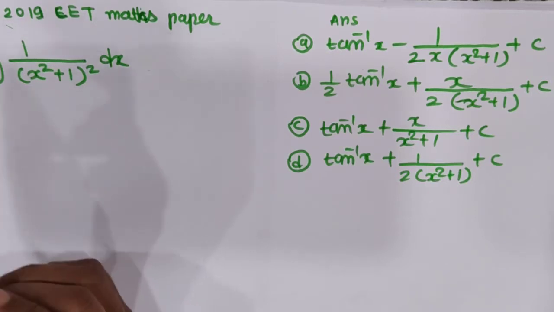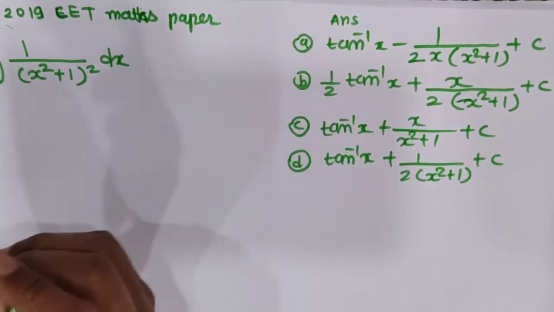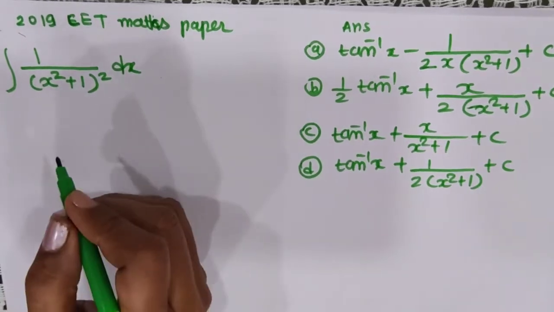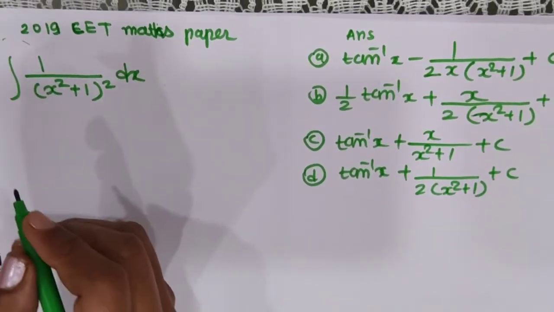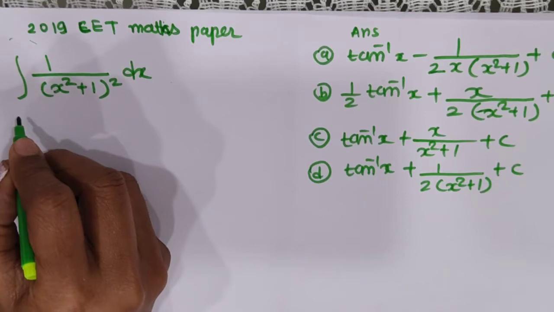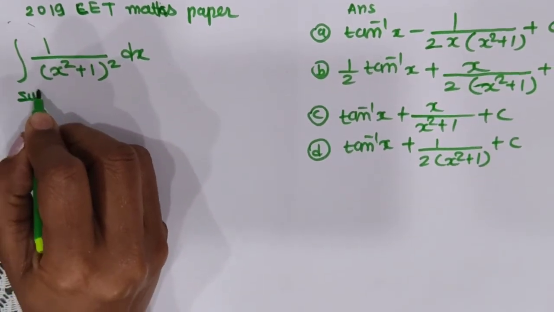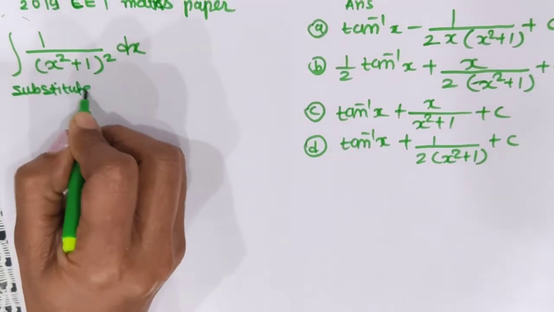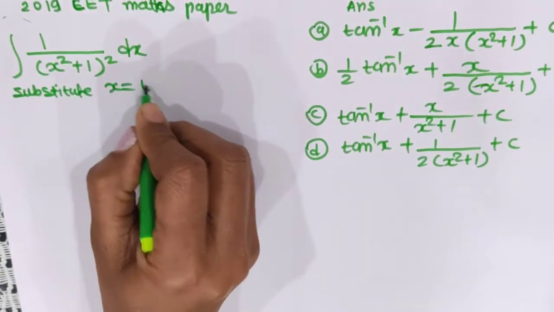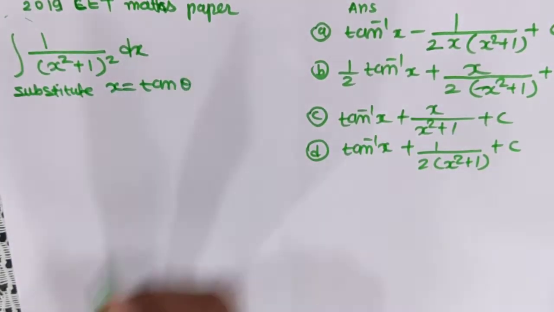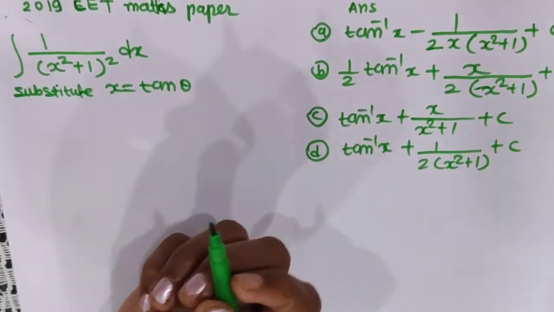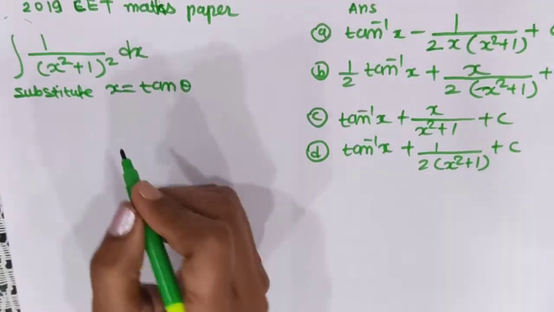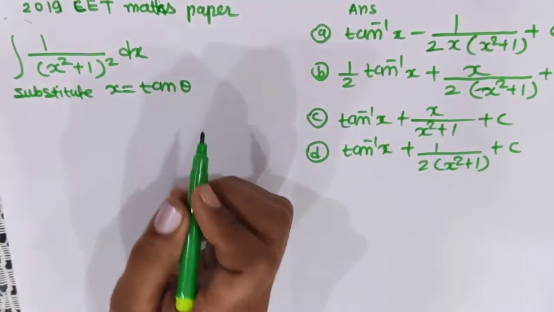Now, integration is very simple. First we have to check which type of example this is. This is a substitution example, so we have to substitute something. Here we are going to substitute x equal to tan theta. Now we are converting x into the form of theta. So the substitution is x equal to tan theta.